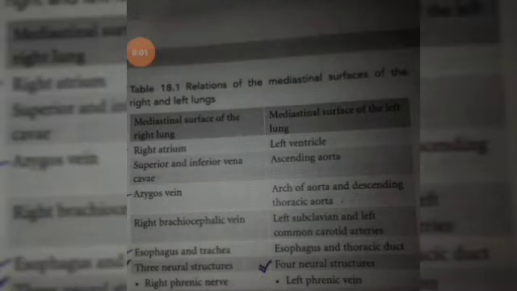Good day, everyone. I just want to break down the relations of the mediastinal surfaces of the right and left lung. In case you have been trying to memorize them, don't. If you know these things I'm going to tell you now, you don't need to memorize them. Even if someone wakes you up from sleep and asks what structures are related to the right or left lung, you will know, because the right and left sides of the heart are not the same. That is why you have this variation.